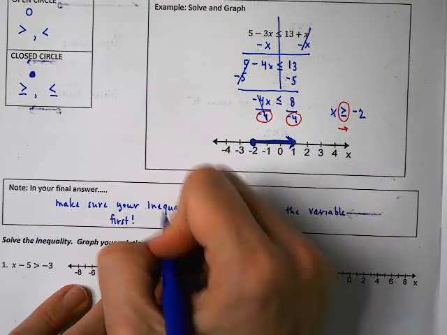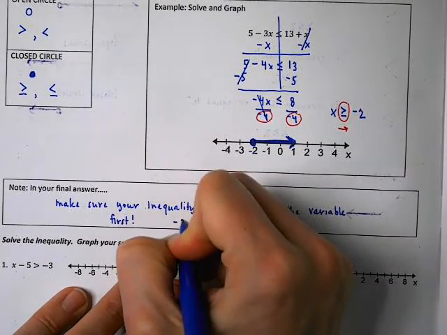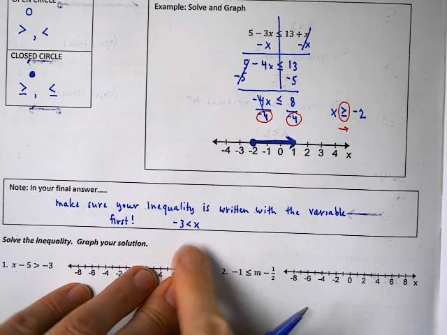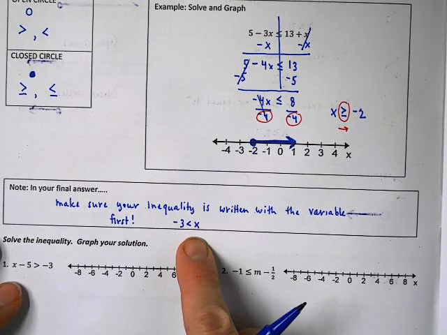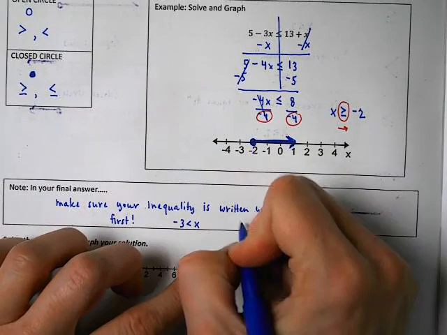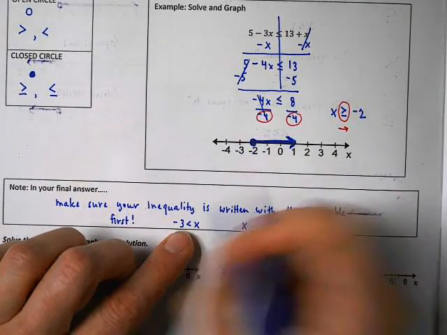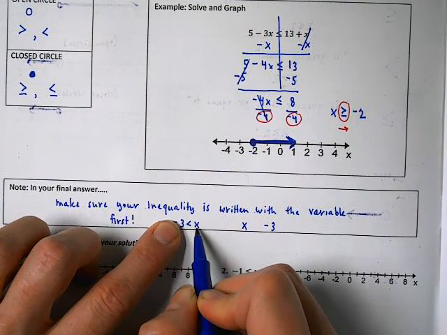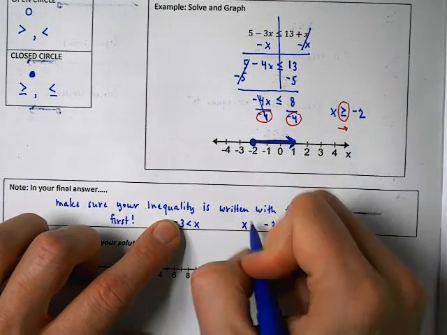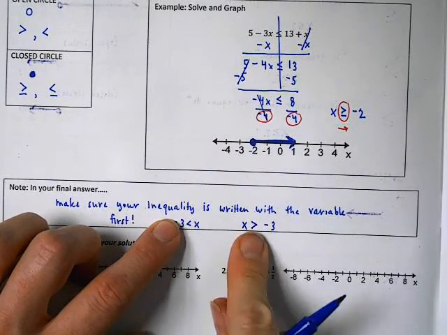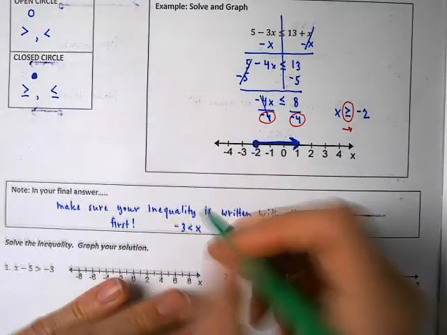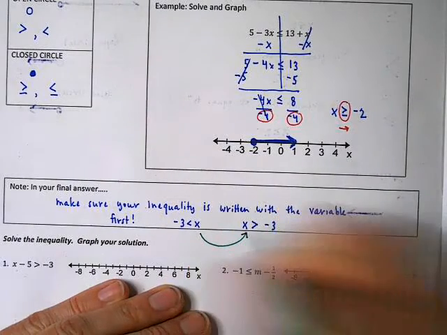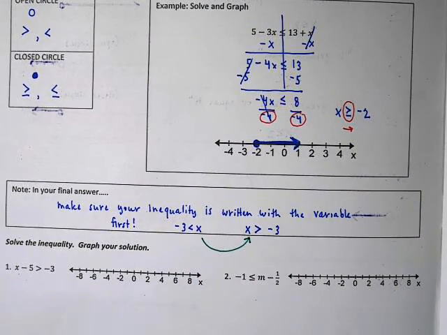You may solve and you may get an answer that looks like -3 is less than x. A lot of people, that's going to give them trouble when they go to graph it. So we recommend you rewrite that with the variable first. I want to have x, and I know I'm comparing it to -3. Since the big end was opening towards the x, when I rewrite this, the big end still has to be opening towards the x. So these two inequalities are the same thing. They're just rewritten so that x is first.